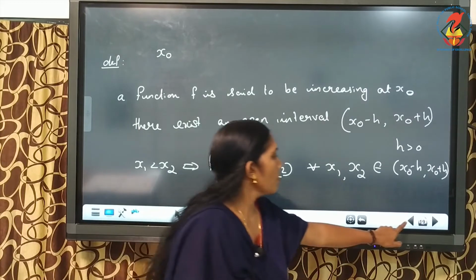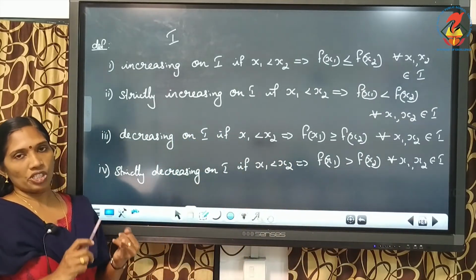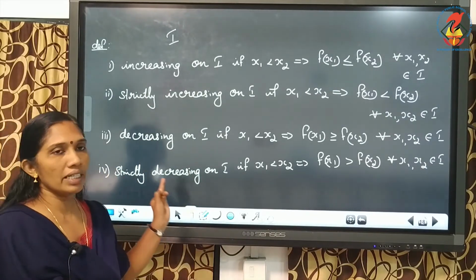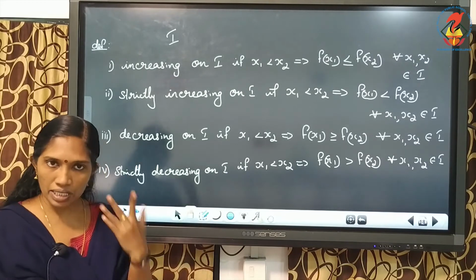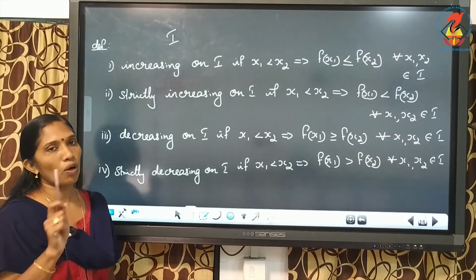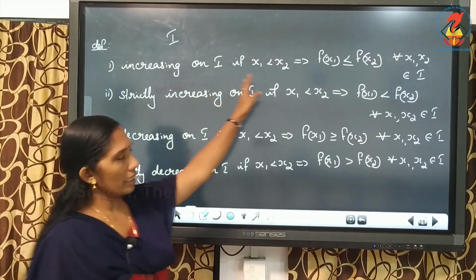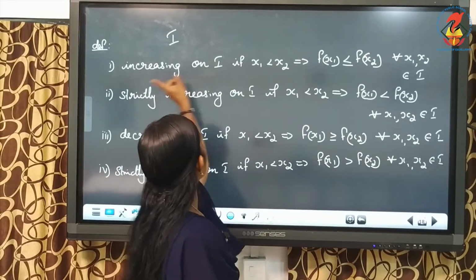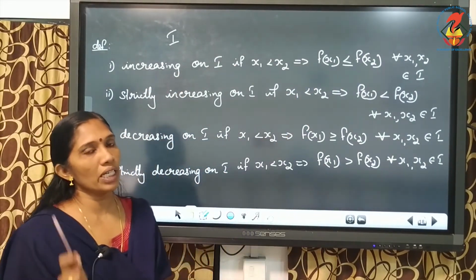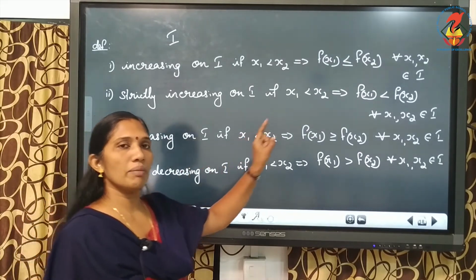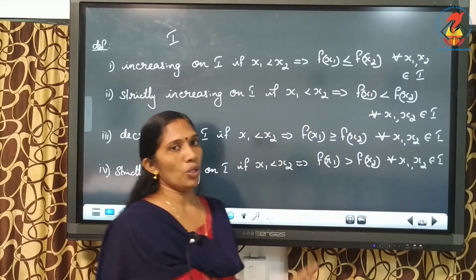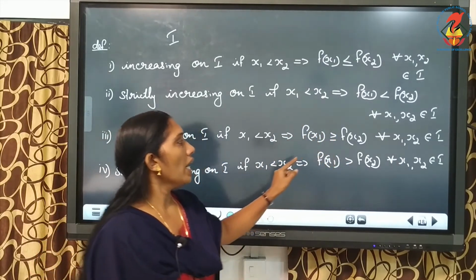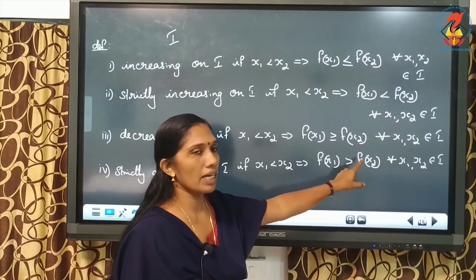Clear? So, the first definition is: a function f is said to be increasing or strictly increasing, or decreasing or strictly decreasing on I. What is this I? I is an open interval in the domain of the real valued function. Then the condition x1 less than x2 holds everywhere. Then for increasing, f of x1 less than or equal to f of x2; strictly increasing means f of x1 less than f of x2; decreasing means f of x1 greater than or equal to f of x2; and strictly decreasing means f of x1 greater than f of x2.